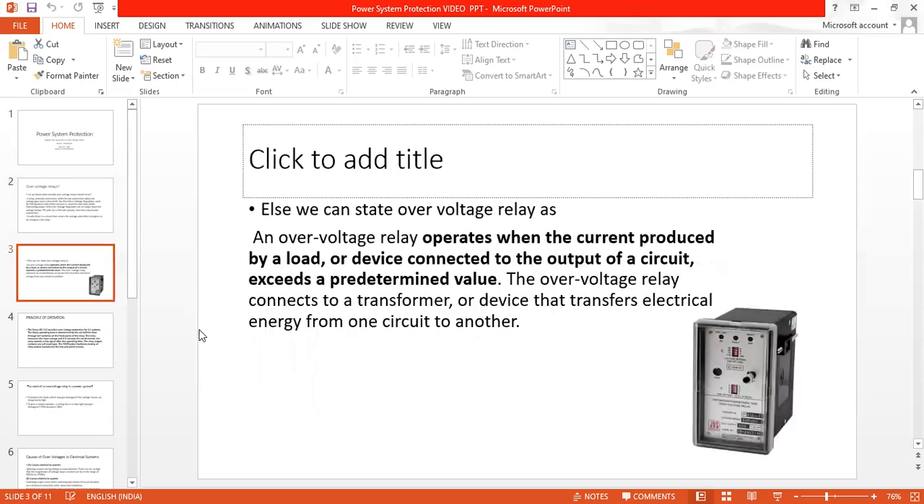Or else we can understand in other words what an overvoltage relay is meant to be. An overvoltage relay operates when the current produced by a load or device connected to the output of the circuit exceeds a predetermined value. The overvoltage relay connects to a transformer, or it can also be connected to a device which transfers electrical energy from one circuit to another circuit. The given figure shows an overvoltage relay diagram.